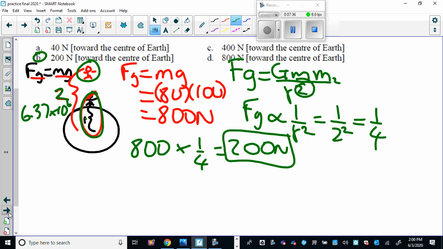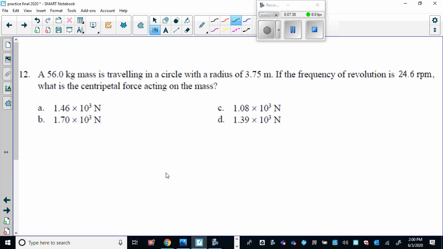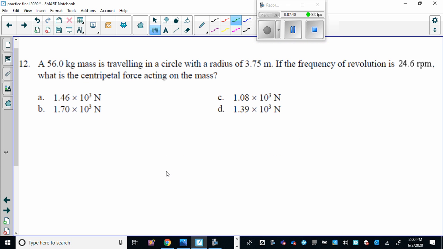All right, number 12. A 56 kilogram mass is traveling in a circle with a radius of 3.75, and the frequency of the revolution is 24.6 RPM, revolutions per minute. What is the centripetal force acting on the mass?